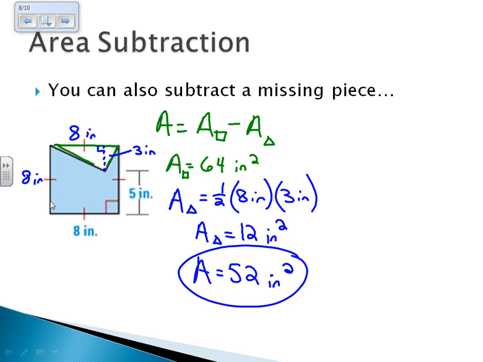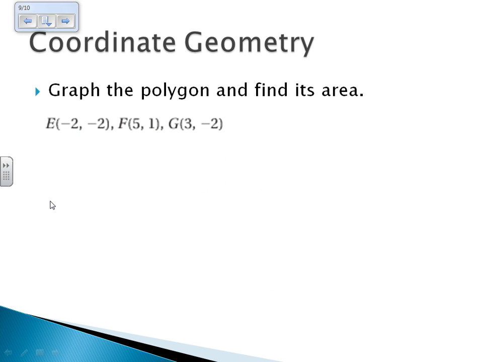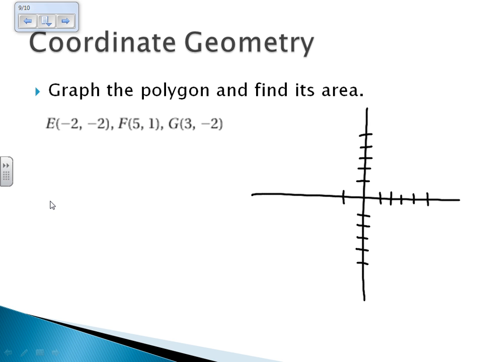Okay. The last thing we can do is find areas of polygons on the coordinate plane. So first thing we need to do is draw a coordinate plane. It only needs to be 5 by 5. So you have a 5 by 5.